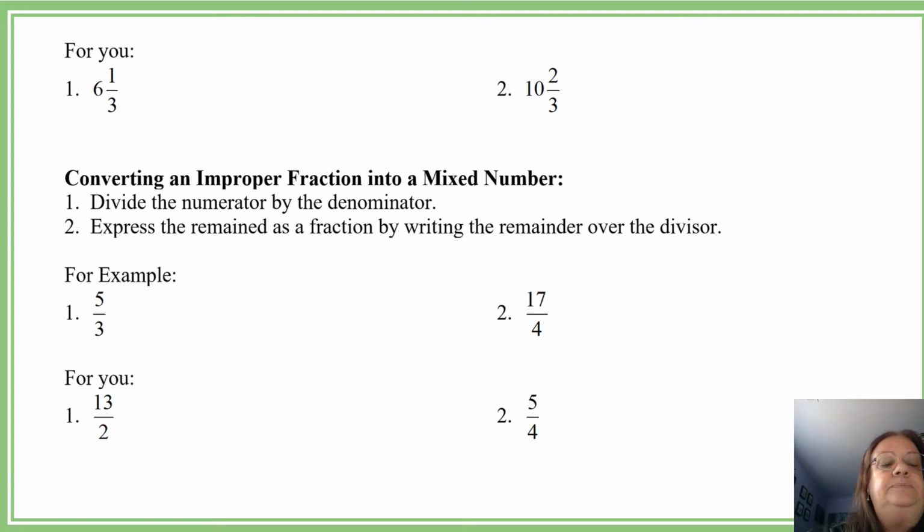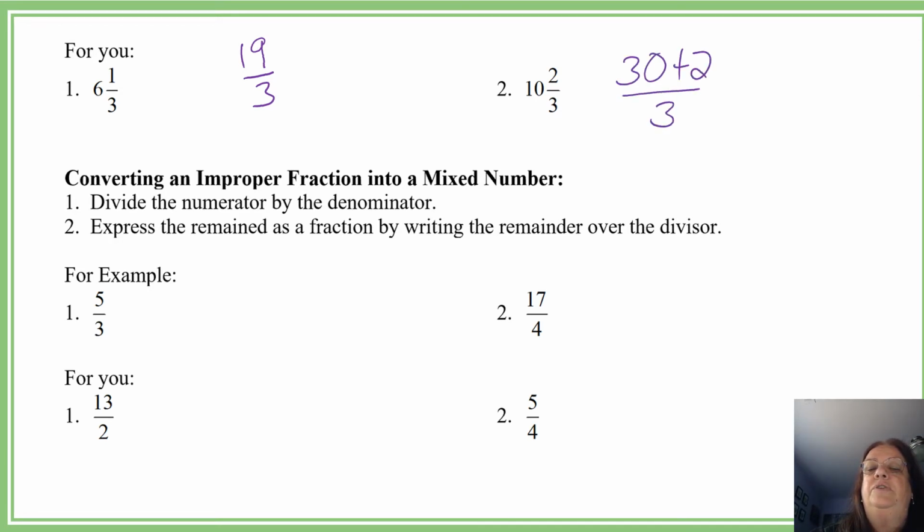Okay, so 6 times 3 is 18. 18 plus 1 is 19. So this should have been 19/3. Do the next one. You can do it. 10 times 3 plus 2. Okay, so that's 30 plus 2 all over the original. 32/3.